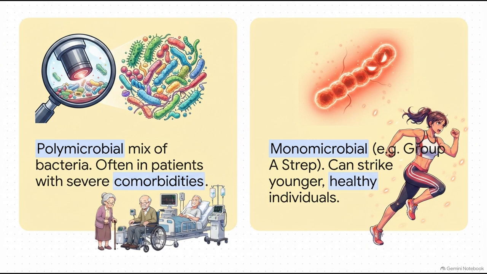Type 2 infections, on the other hand, are monomicrobial. These are usually driven by group A strep or Staph aureus. And terrifyingly, they often strike younger, completely healthy individuals after something as minor as a paper cut or blunt trauma. Knowing this phenotype right off the bat guides your entire initial systemic approach.